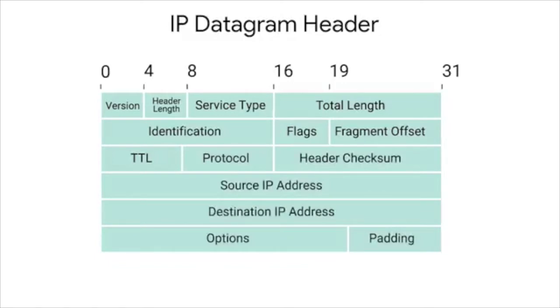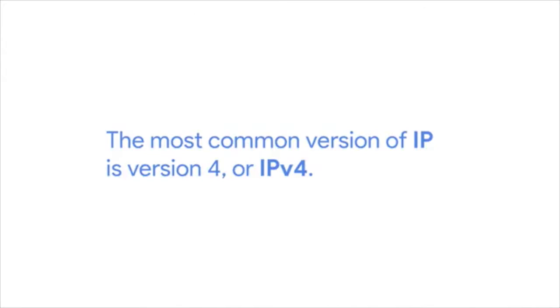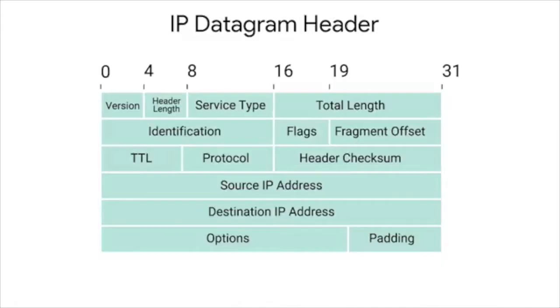You'll notice that an IP datagram header contains a lot more data than an Ethernet frame header does. The very first field is 4 bits and indicates what version of Internet Protocol is being used. The most common version of IP is version 4, or IPv4. Version 6, or IPv6, is rapidly seeing more widespread adoption, but we'll cover that in a later module. After the version field, we have the header length field. This is also a 4-bit field that declares how long the entire header is.